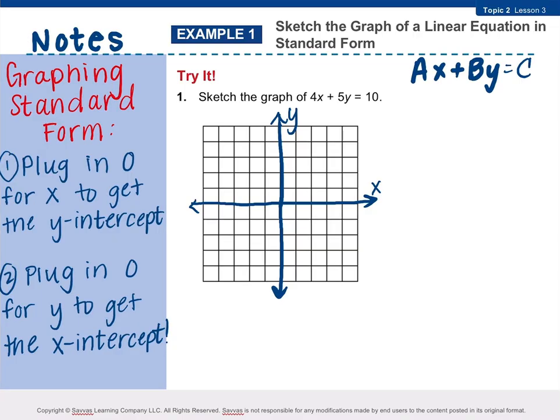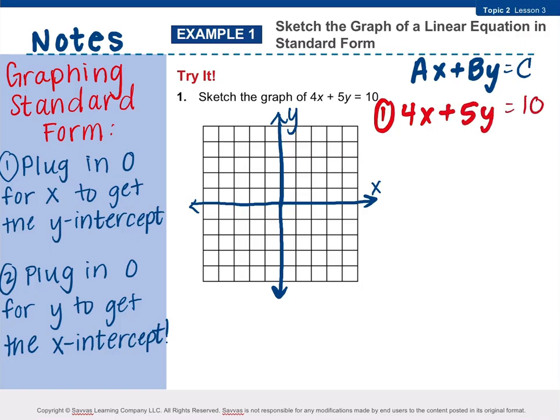So I'm going to set up my graph. I have my y-axis down the middle and my x-axis across. And so I'm going to do those 2 steps. What's that going to look like? So step number 1, they said plug in 0 for x in my equation. So what is my equation again? I have 4 times x plus 5 times y equals 10.